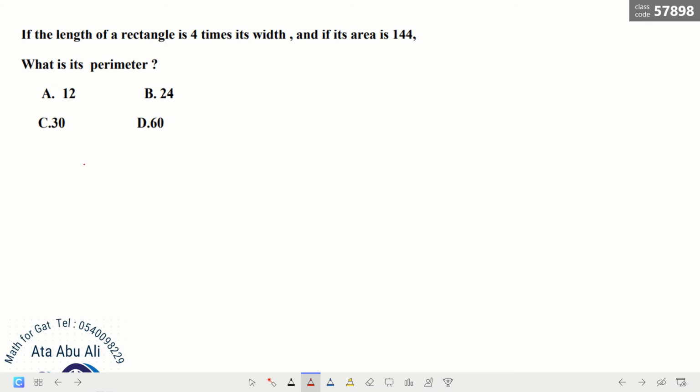Now, looking at this question, please, carefully. If the length of the rectangle is 4 times its width, and if its area is 145, what is the perimeter? We can do it like this. We can graph it like this. If the width is x, this is x and this is x, the length is 4 times, that means it is 4x.